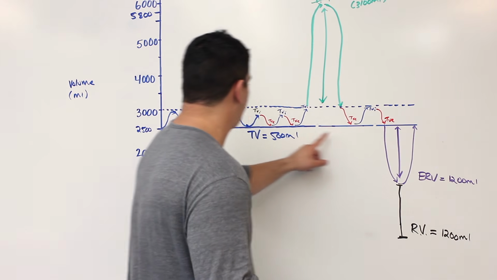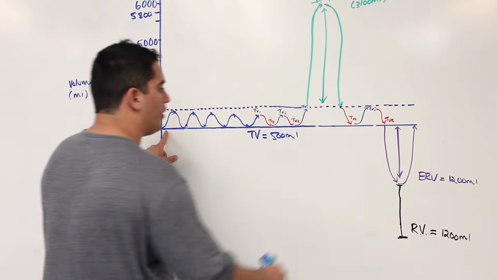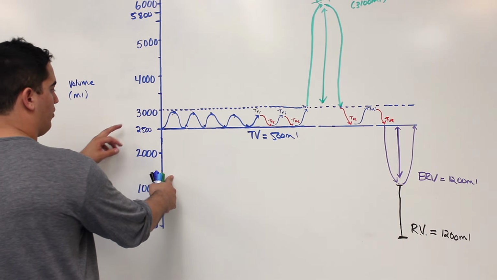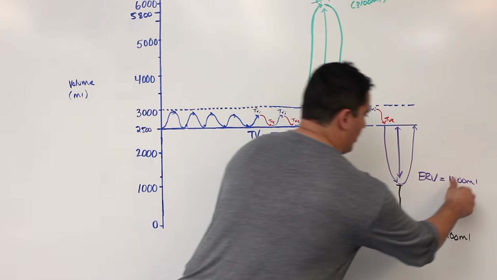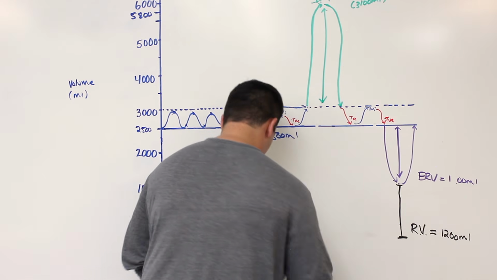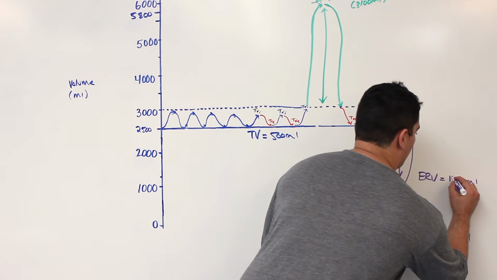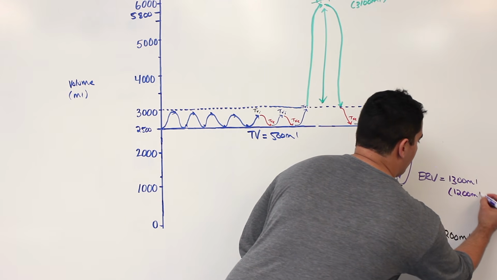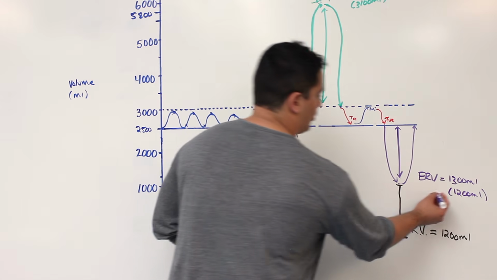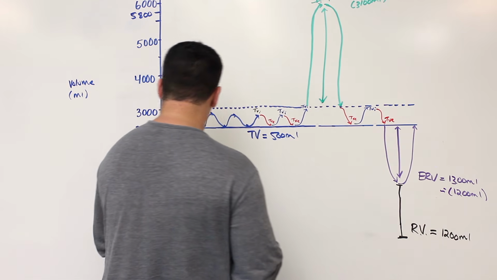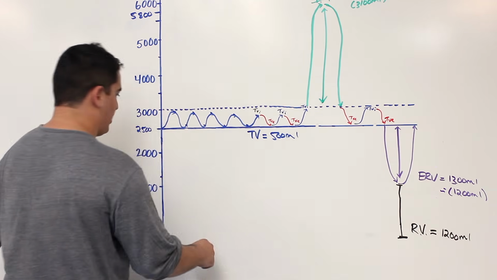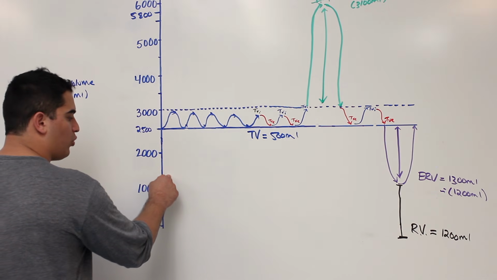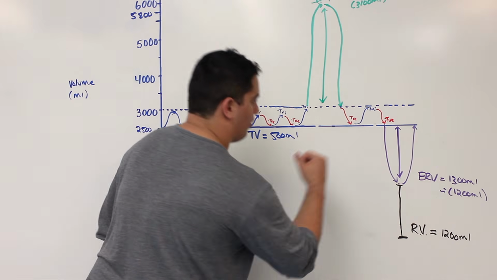Then we go from this baseline here, which is about 2,500, to about 1,200. Now, 2,500 minus 1,200, this should actually be 1,300. Okay, this should be 1,300. But on average, it's normally 1,200 milliliters. Okay, that's the average. And then the last thing we said was if we go from this point over to about 1,200, and then from 1,200 down to 0, that's the residual volume.